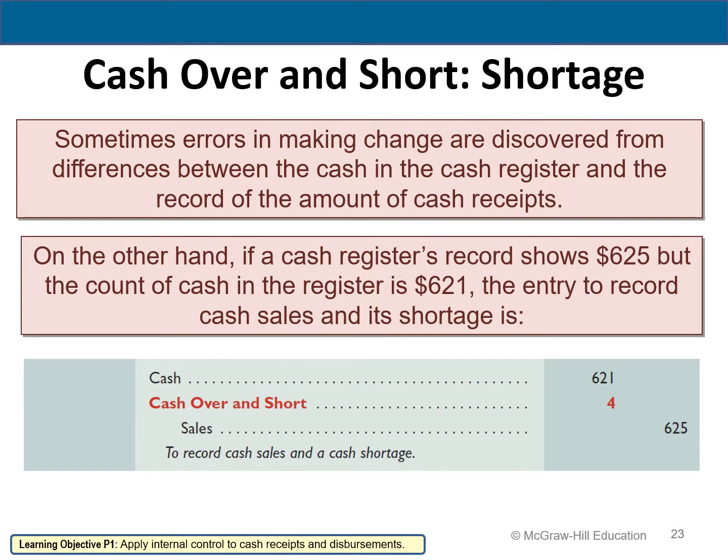Same example, just the other direction. So if the cash register shows $625, but the count of cash is $621, you would just increase your cash over short by $4. Okay.